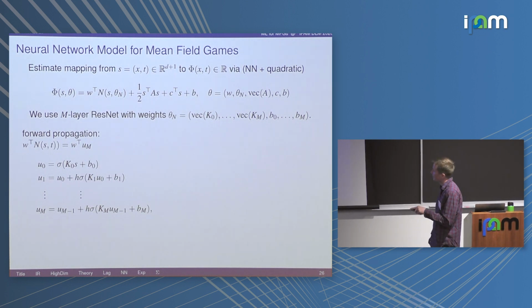So for the ResNet, we basically have m layers. The first one will just be a normal single layer perceptron. This K0 here is one matrix that we're training. It can make the space bigger or smaller depending on how wide we want things to be. And then we go forward in time. So you have U1 is U0 plus h times this nonlinear transformation, and this is the forward Euler method that comes through, like the ResNet. So it's a really simple architecture.